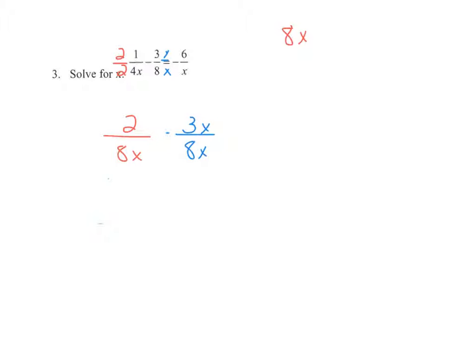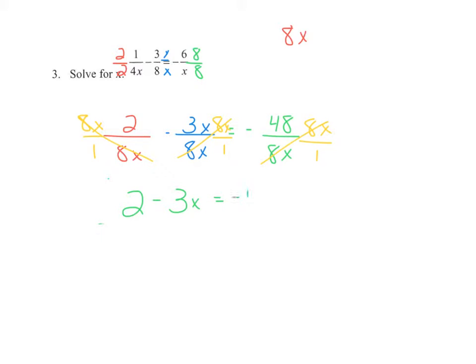And my fourth fraction is missing the 8, so I'd multiply by 8 over 8, giving me negative 48 over 8x. At this point, we could multiply, or we would need to multiply by that 8x over 1, but the simplification process is a little bit easier since they're all just going to directly cancel. So if that's a preferable method to you, you can also use that method to solve.